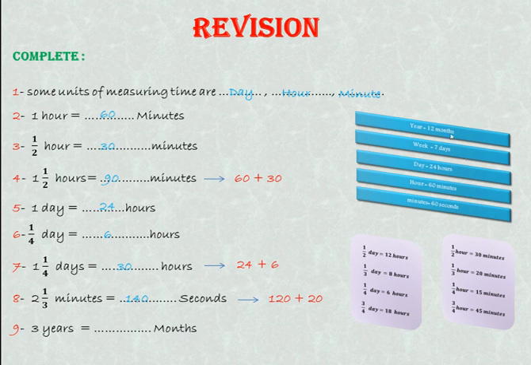Number 9, 3 years equals how many months? We know that 1 year equals 12 months. To get the 3 years, how many months are there? Multiplying 12 by 3 equals 36 months.